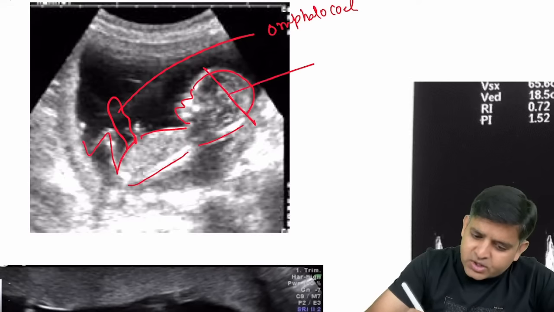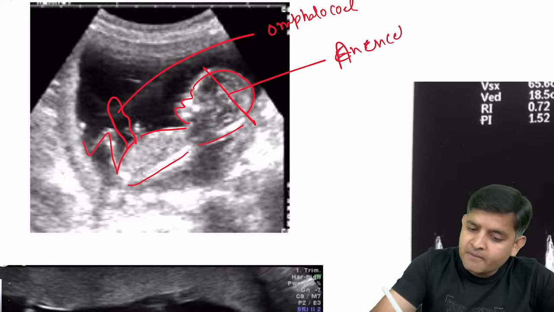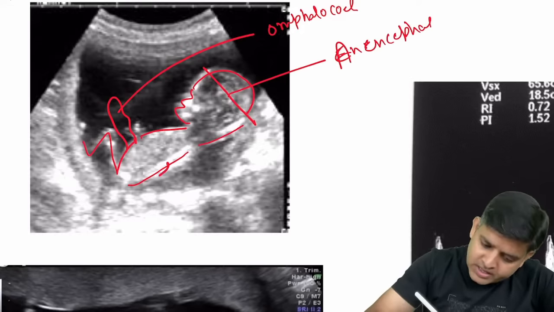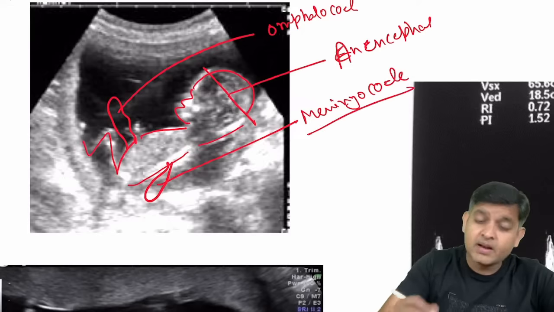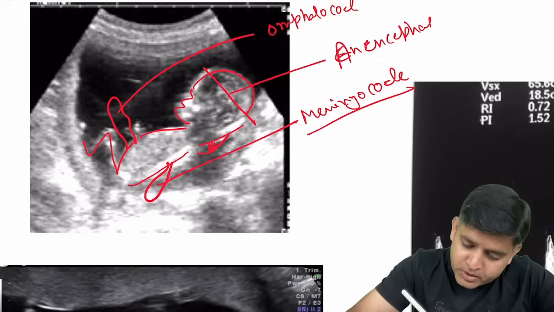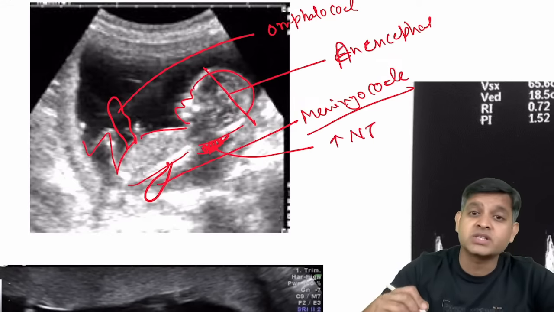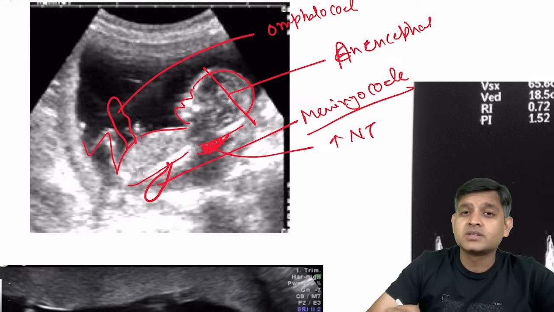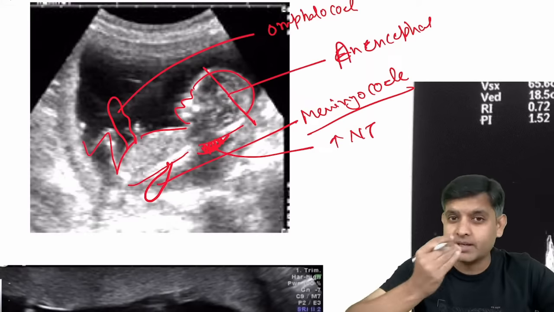If you see this area is not there, this disease will become anencephaly. If you see an abnormal protrusion in the back, this disease will become meningocele. And a meningocele, anything can happen. If you see more subcutaneous tissue here, this will become increased nuchal translucency, which is a screening test for Down syndrome. So all these can be seen on this.